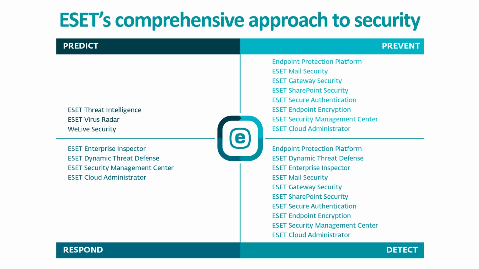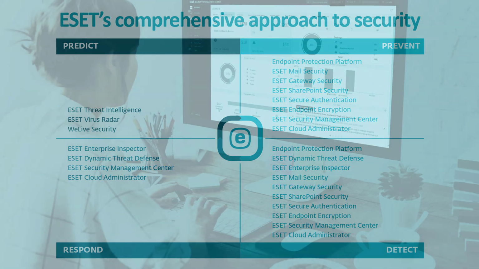The Respond quadrant is where our enterprise product solutions provide value. This again is ESET Enterprise Inspector, but also our cloud-based sandbox, ESET Dynamic Threat Defense. And lastly, in the Predict quadrant, ESET offers its Virus Radar website and We Live Security blog, as well as our ESET Threat Intelligence, which provides real-time feeds, custom reporting, and early warning security information to strengthen your defenses.